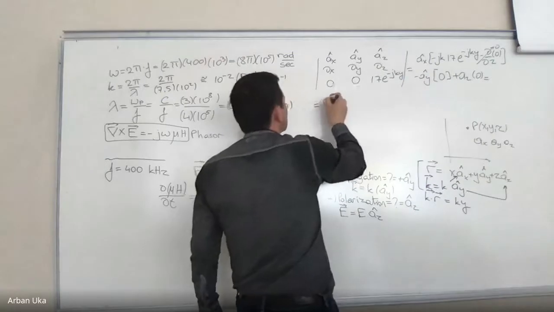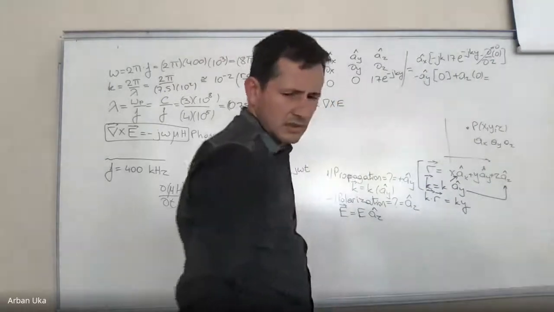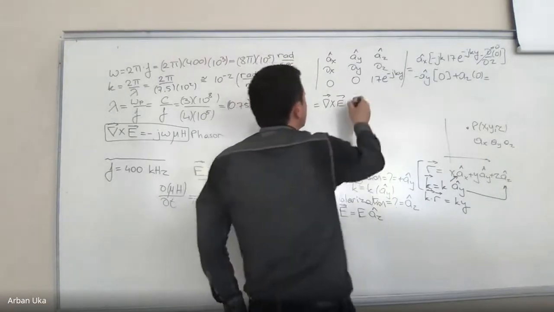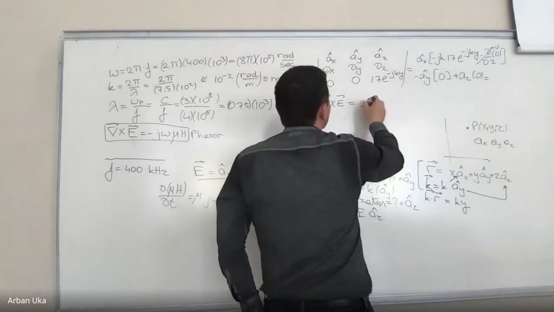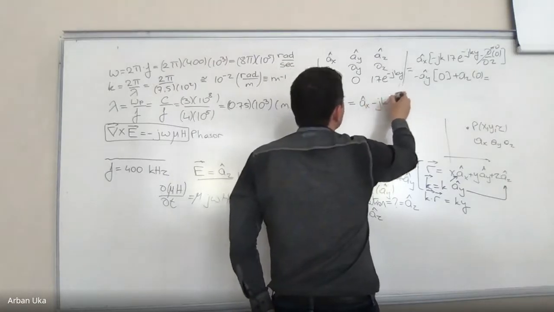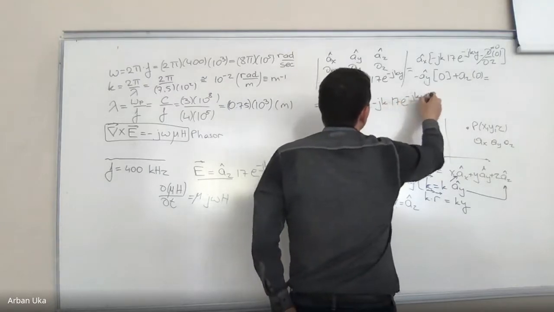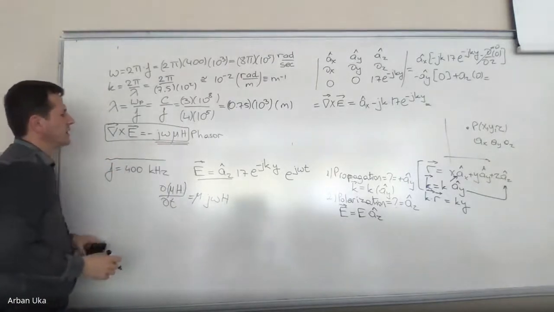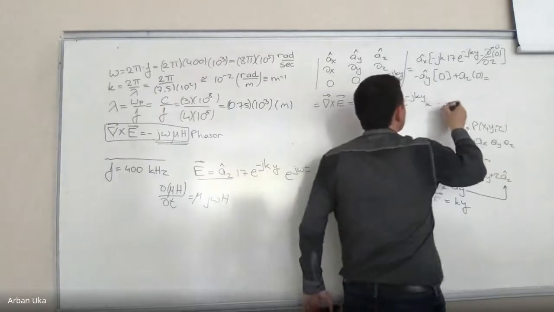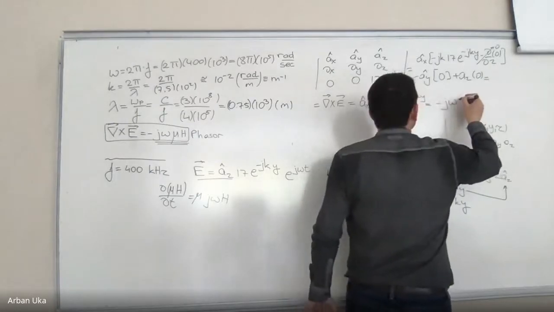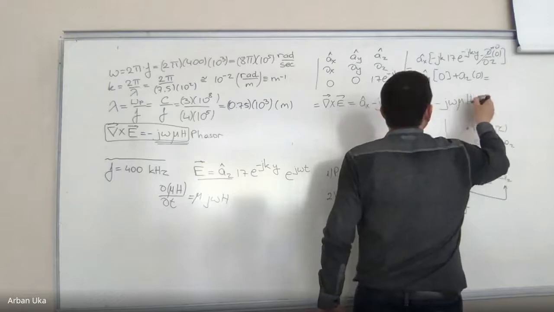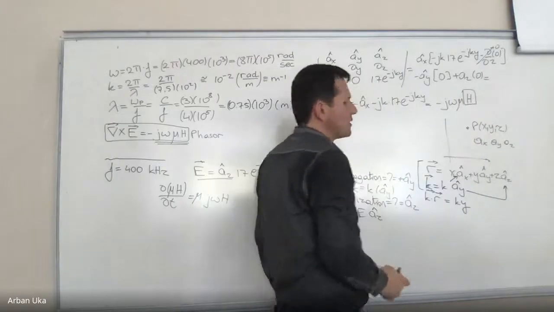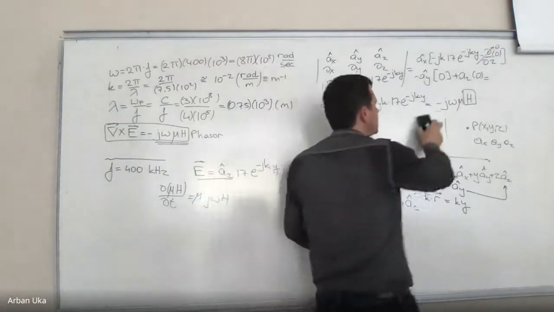So the curl of the electric field is equal to ax times minus jk times 17 e to the power minus jky, and at the same time this is equal to the other side of the identity, which is minus j omega mu times H. So it looks like what was unknown to us, we need to find this H. So all we do, we divide both sides of the equation by j omega mu.